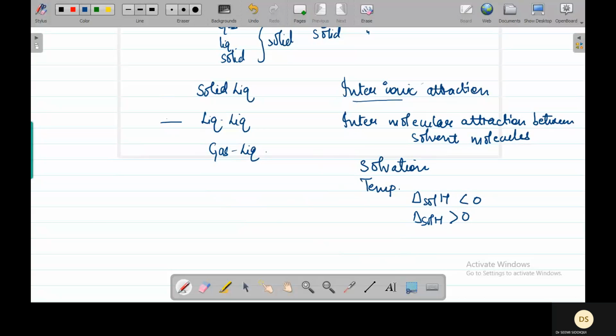Second, liquid-liquid solutions. Liquid-liquid solution means when you are mixing two liquids, three different situations arise. First is a miscible liquid. Miscible liquid means they are going to be completely solubilized with each other. Then partially miscible liquids. Partially miscible liquids occur when the intermolecular forces of one liquid are greater than the other.